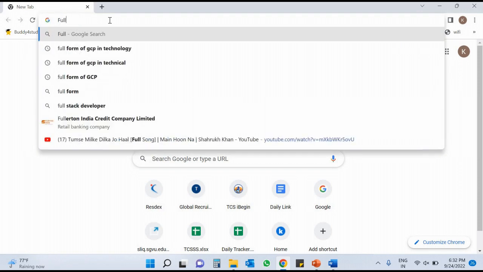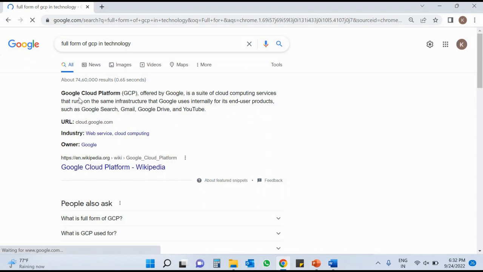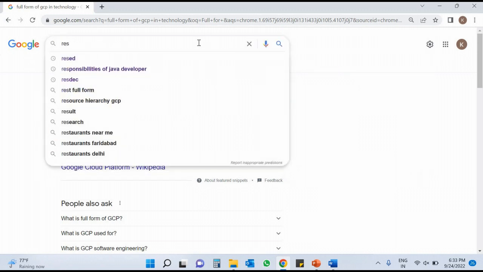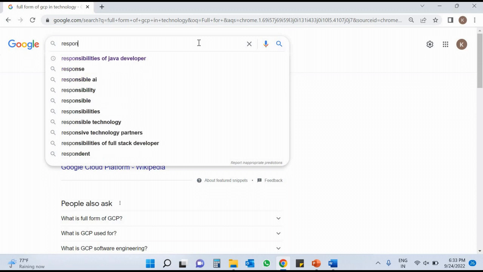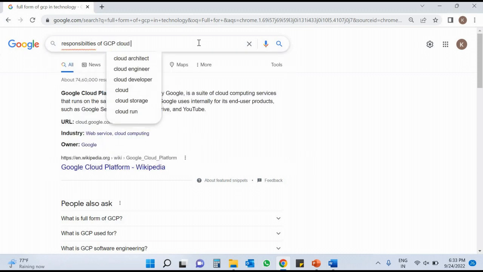First let me search the full form of GCP cloud in the technology. The full form of GCP is Google Cloud Platform. So we can also use this keyword in our search. While searching the resume, we can put the full form of GCP and GCP. Okay, friend, now if I look at the responsibilities of the GCP cloud engineer.